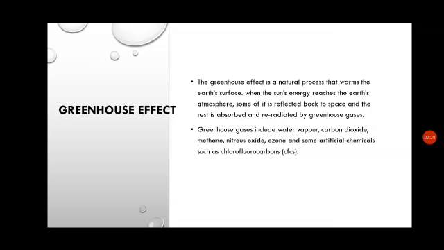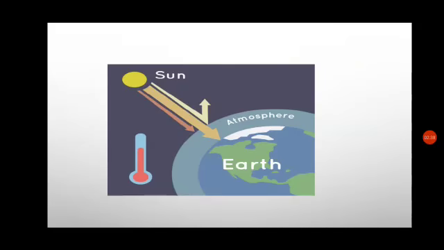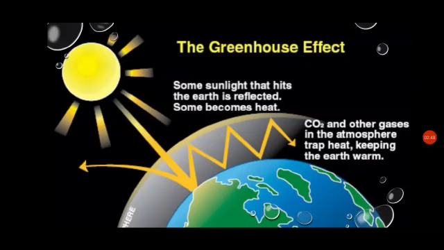These gases can trap the sun's radiation in the atmosphere. So what happens? The temperature of the earth is rising day by day. You can see in this diagram the temperature of the earth is increasing day by day due to the sun's radiation and greenhouse gases. Here is a clearer picture of the greenhouse effect.